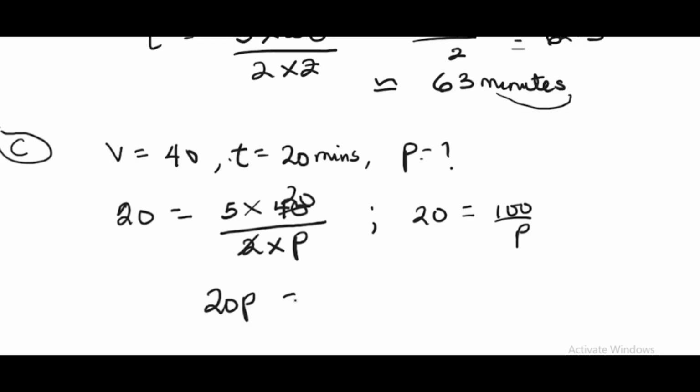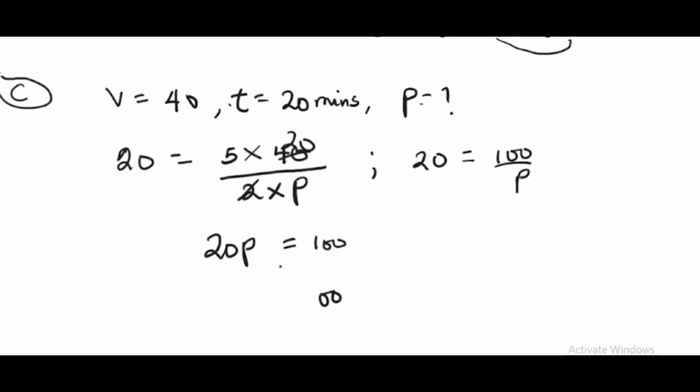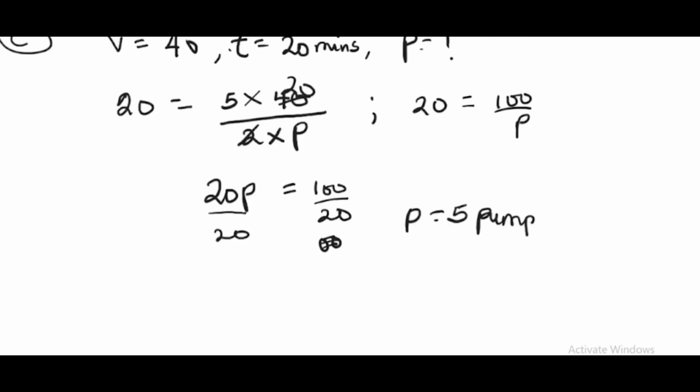Sorry about that. So what's our P? Divide both sides by 20. So we'll have our P to be equal to 5 pumps. I don't just stop at 5. All right, so I hope it's clear.